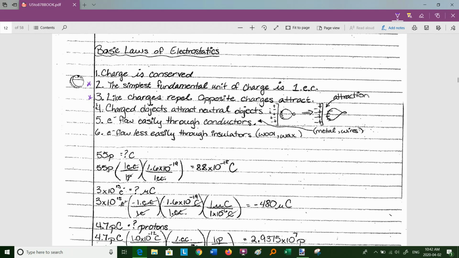Fourth one, charged objects attract neutral objects. So we have here a balloon, and we have here a wall, and then let's say you rub the balloon on your head and it picked up some electrons. Then the electrons would induce an attraction by pushing away the other electrons in the wall, leaving the protons close by, so you'd get an attraction between them. And if the attraction is strong enough, the balloon sticks to the wall.